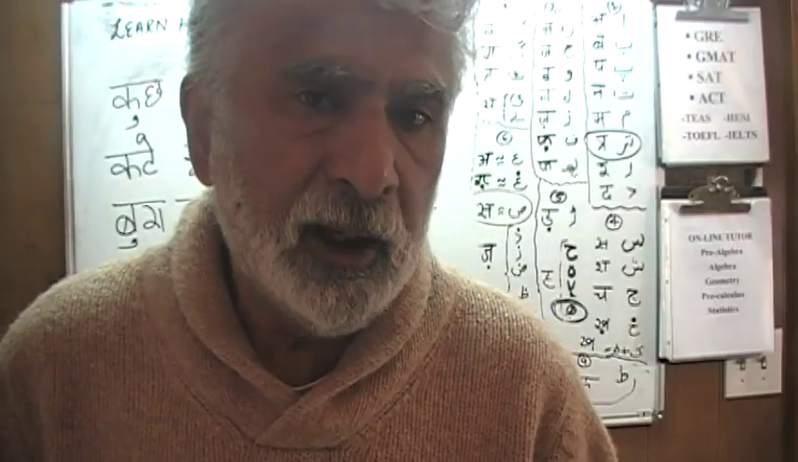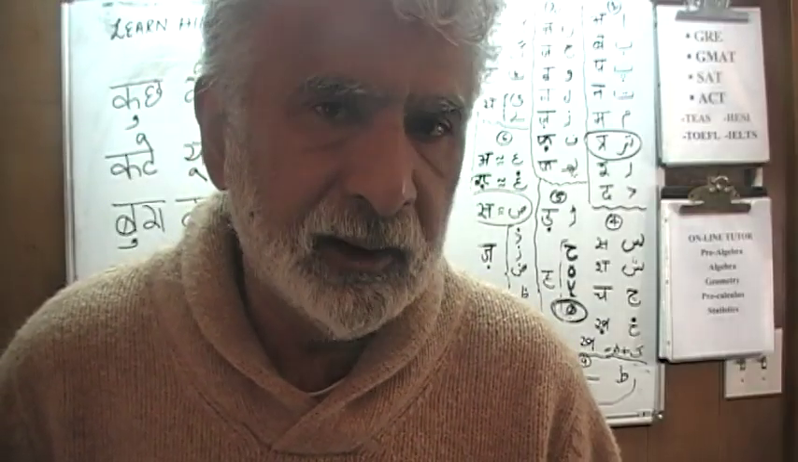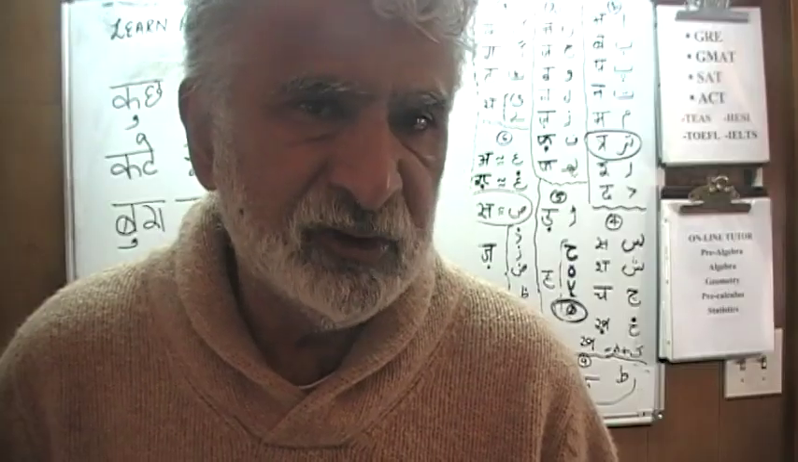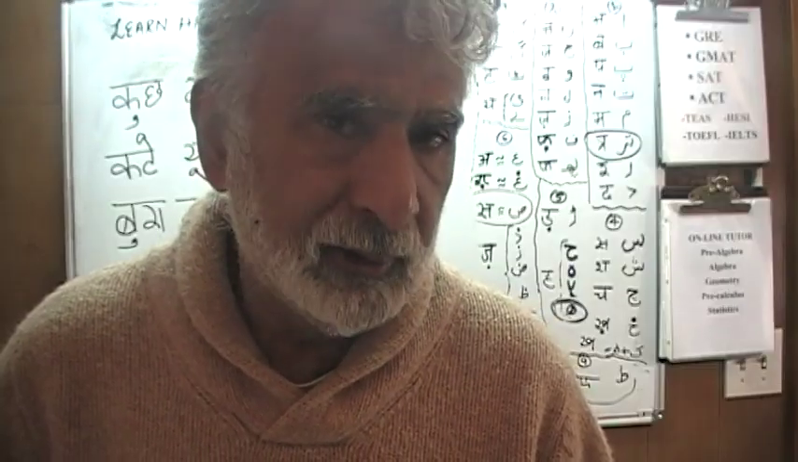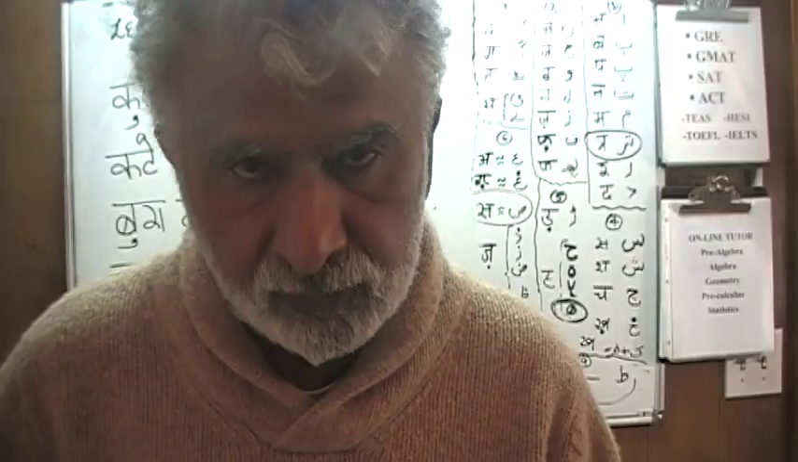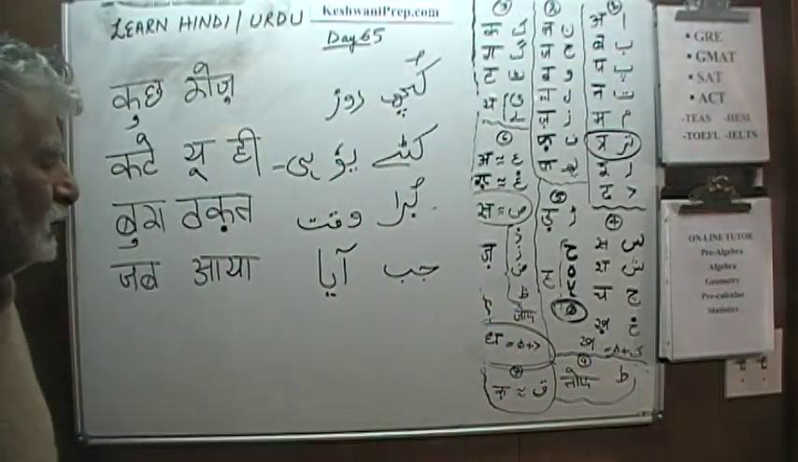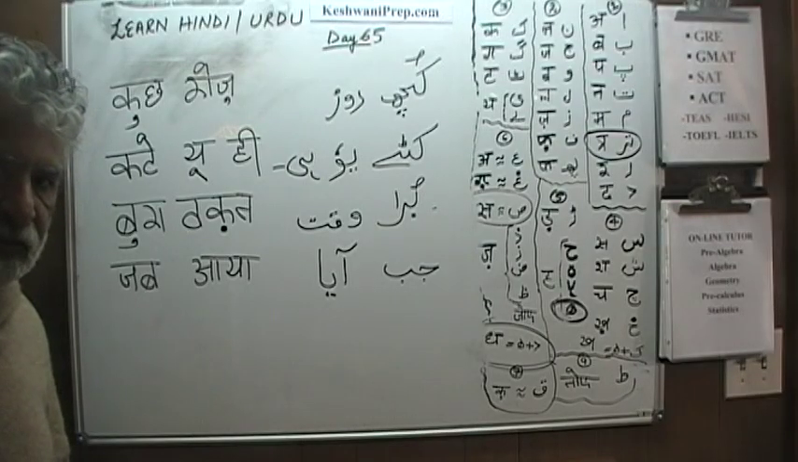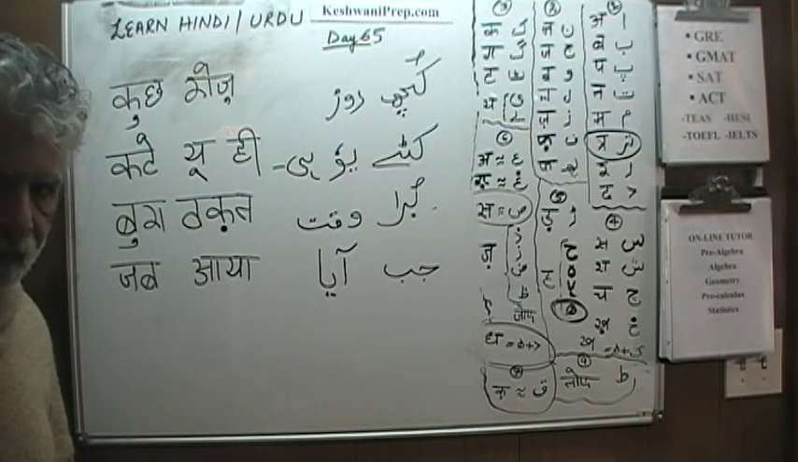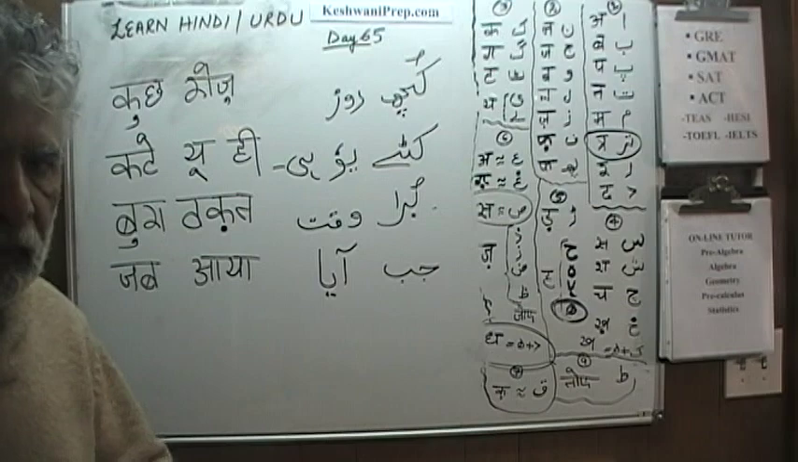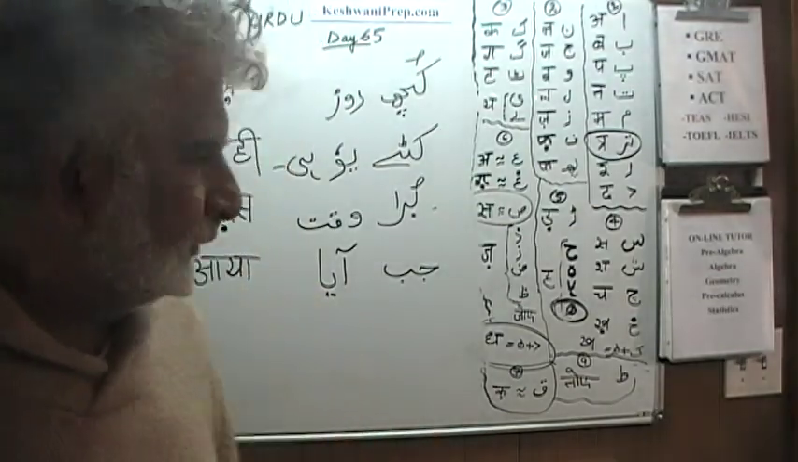Bura waqt jab aya. But when the bad time came, bura means bad, waqt means time. We'll see what happens when the bad time comes. Kuch roz kate yun hi, bura waqt jab aya. So it went on like this until the bad time came. And when the bad time came, in the next line he will tell you what happens.